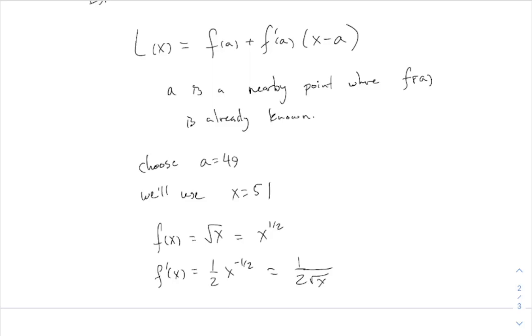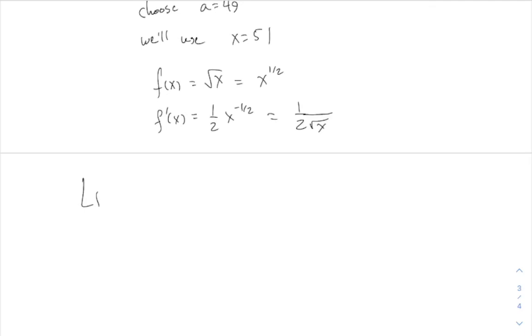Now we should be able to just plug everything into the formula, right? I know what the a and the x are, and I know what f of x and f prime of x are. So I go L of x, which is 51. I might as well just put 51 in there, equals f of a, which is 49, plus, I'm just copying the formula again, f prime of 49 times 51 minus 49, right? X minus a there. And then you just work out what all this stuff is and simplify it as much as you can. In this type of problem, you probably will be able to simplify it quite a bit.